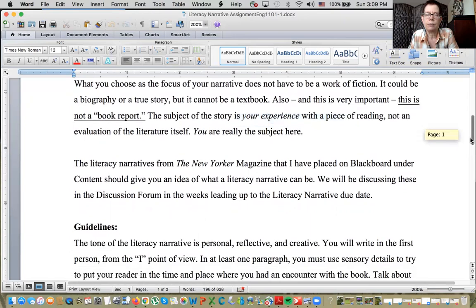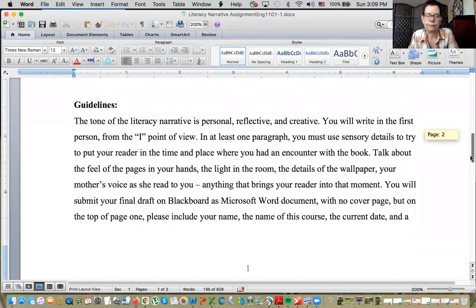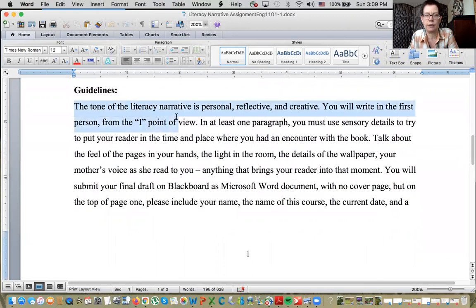And in terms of guidelines here, the tone of the literacy narrative is personal, reflective, and creative. You will write in the I point of view. So this is the only paper in which you are going to do that in this class, right, from the I point of view. So this is why we practiced with that exercise from Linda Berry, the 7 minutes of writing exercise. It was to practice the skill of getting into your own head, into your own memories, into your own subjective experience with a memory, right?